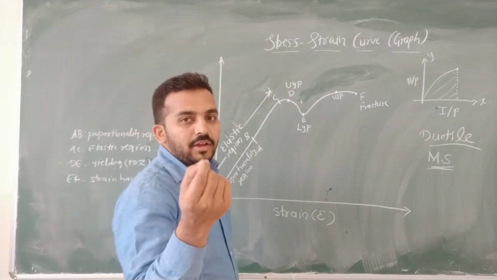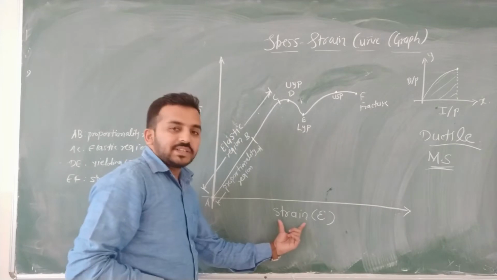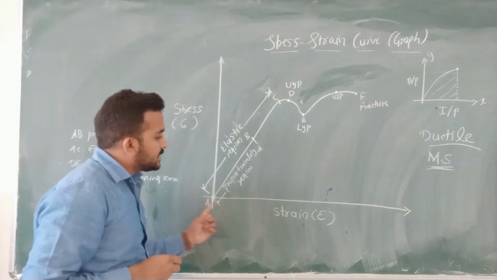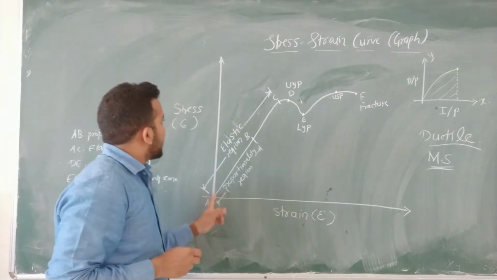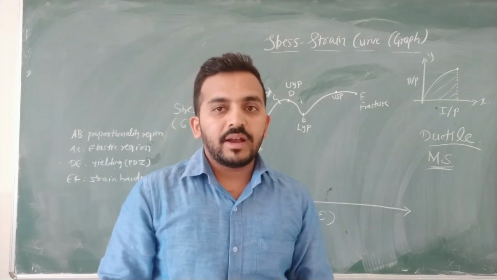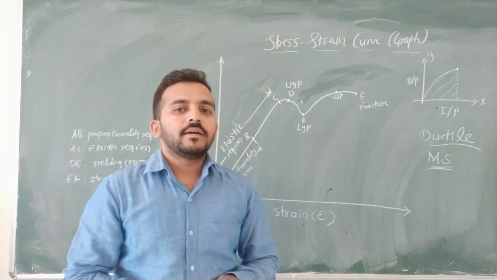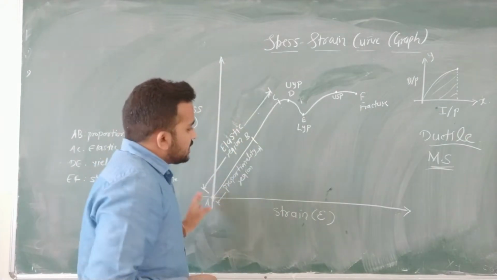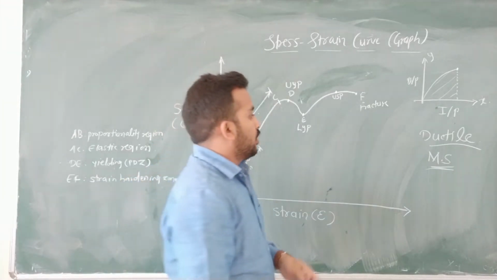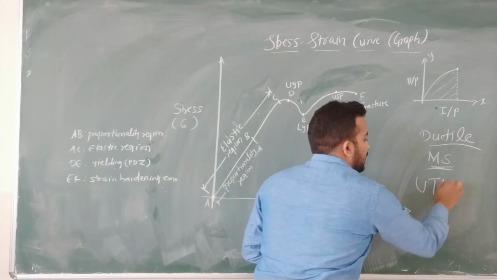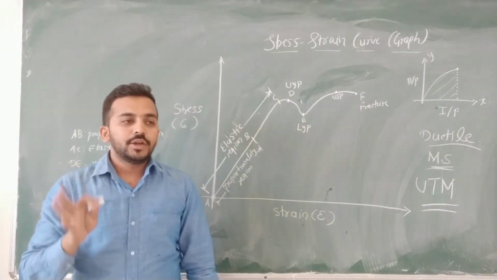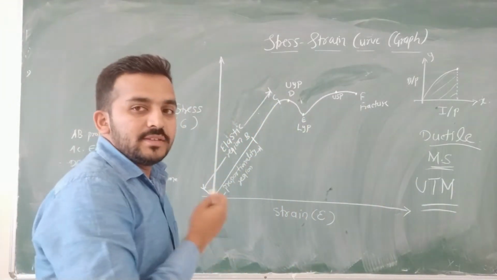Now, I have one question. Can we exchange the positions of stress and strain? Means, can we plot stress on the x-axis and strain on the y-axis? The answer is no. We can't do that. Why can't we do that? Because this stress strain curve is generated with a machine called the universal testing machine, generally referred to as UTM.